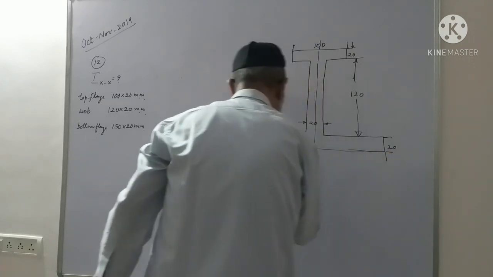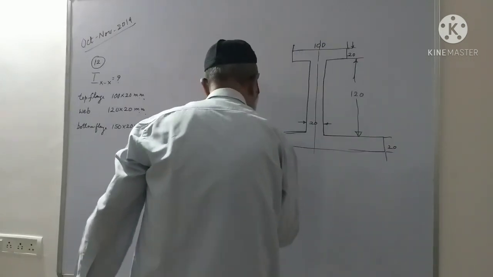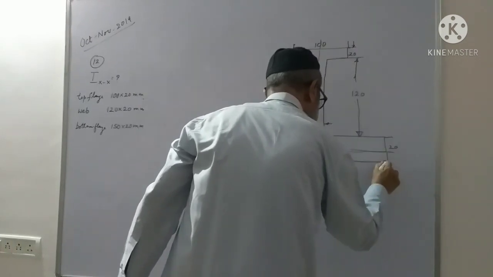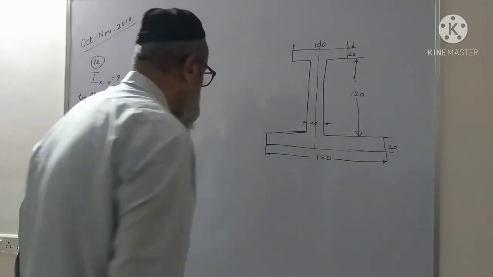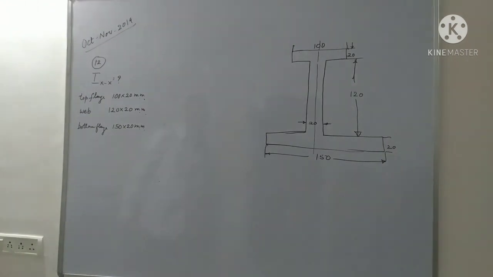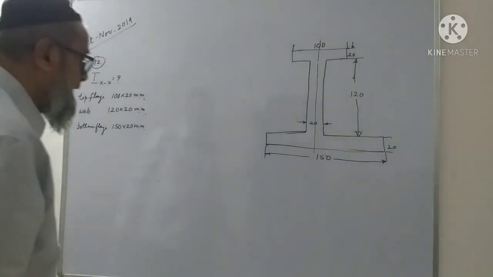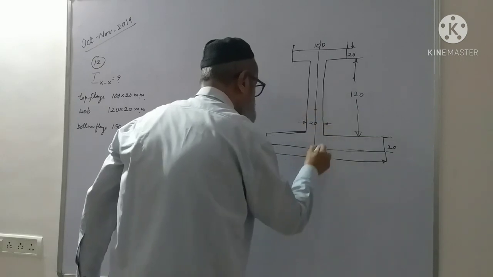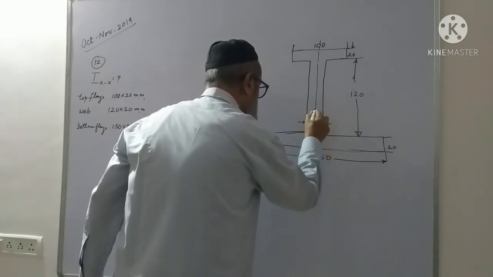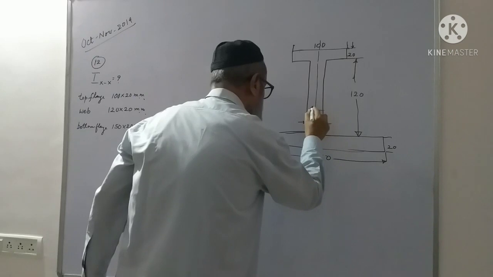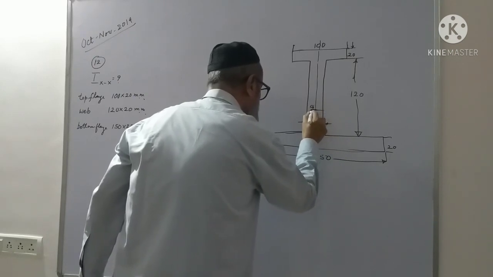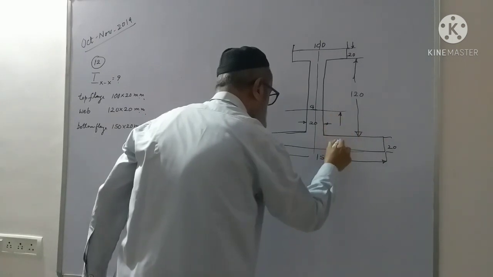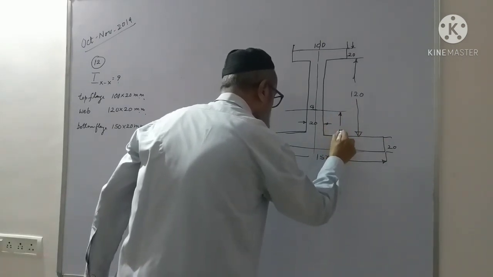And this is 150, I think. Yeah, this is the bottom flange, 150. Top flange, web and bottom flange. Now first here, we have to find out y bar. Y bar means its center of gravity will be somewhere here. This is the center of gravity. I have got to find out this distance. This is called y bar.